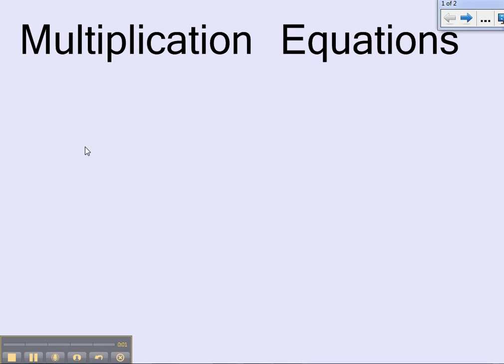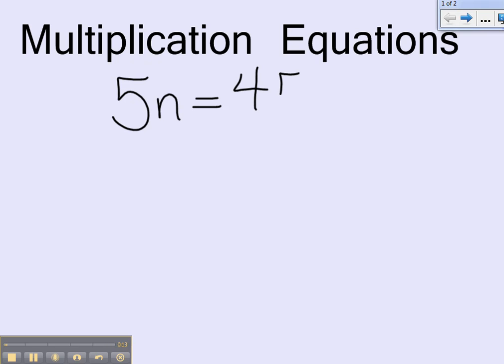Also learned how to solve multiplication and division equations. With multiplication equations, they're going to look something like this. 5n equals 45. Now remember, the 5n really implies you're multiplying 5 times n. The opposite of multiplication, or my inverse of multiplication, is going to be division. So to undo my multiplication, I'm going to divide.